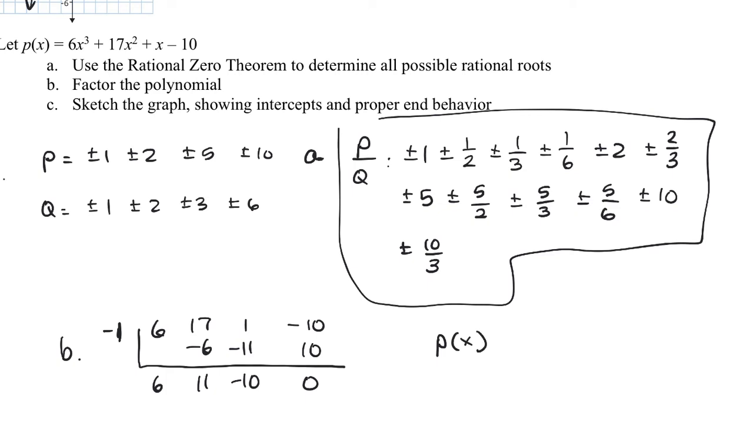And you don't have to do this intermediate step. Whenever I find a 0, I just write that 0 as a factor. So if x equals -1 is a 0, then x plus 1 is a factor. And then the other factor is 6x squared plus 11x minus 10.